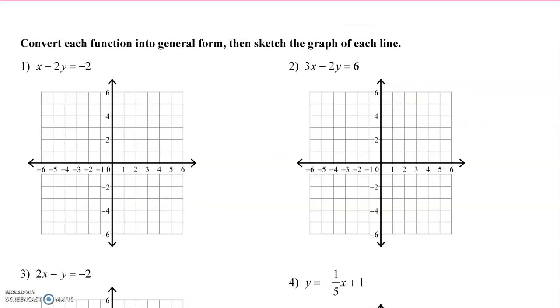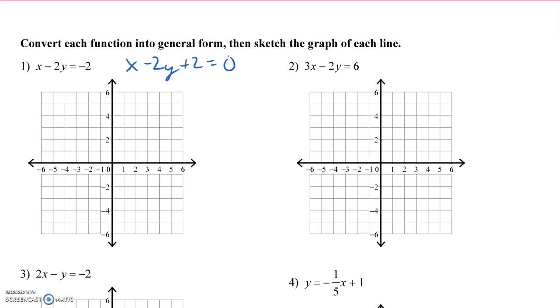Here's another one of your sheets that you'll have coming up, and it says convert each function into general form, then sketch the graph of the line. So these are given in different types of forms, but the first one here is just standard form. So to convert that into general form is really easy. The x minus 2y is perfectly fine. The only thing is I need to move that negative 2 over, so I'm going to add 2 to both sides. And that's it in general form, really easy.